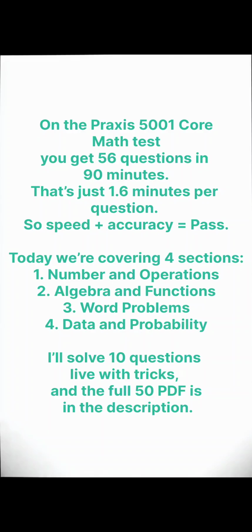On the Praxis 5001 core math test, you get 56 questions in 90 minutes. That's just 1.6 minutes per question. So speed plus accuracy equals pass. Today we're covering 4 sections: 1. Number and operations. 2. Algebra and functions. 3. Word problems. 4. Data and probability. I'll solve 10 questions live with tricks, and the full 50 PDF is in the description.